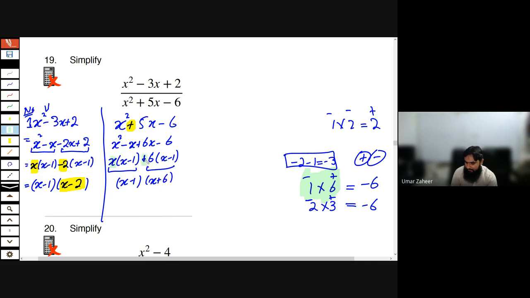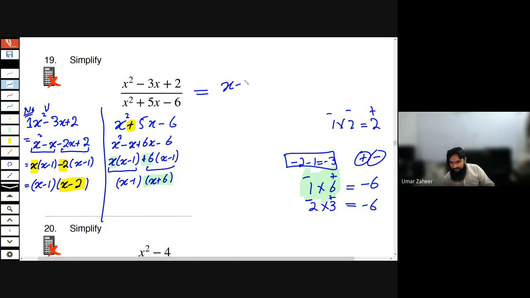In both terms, you have x minus 1 common, so you will get x plus 6 inside the bracket. Now look here, our numerator is factorized, our denominator is factorized. Now let's see how to substitute the value in the equation. So the numerator is equal to x minus 1 and x minus 2, and the denominator is equal to x minus 1 into x plus 6.